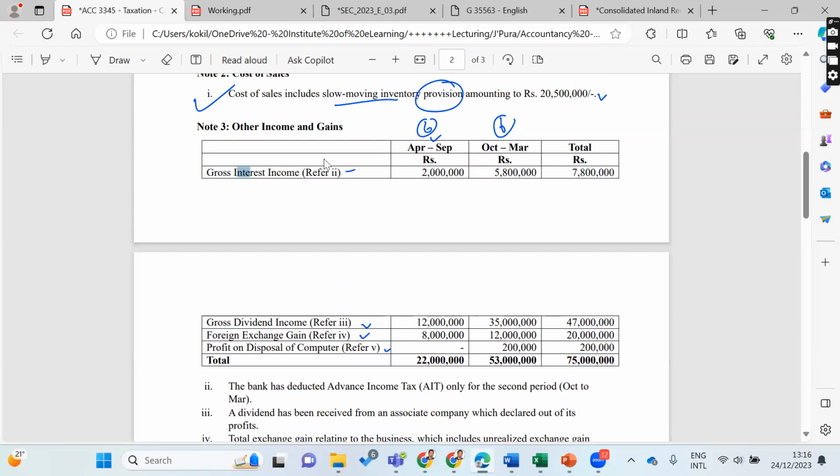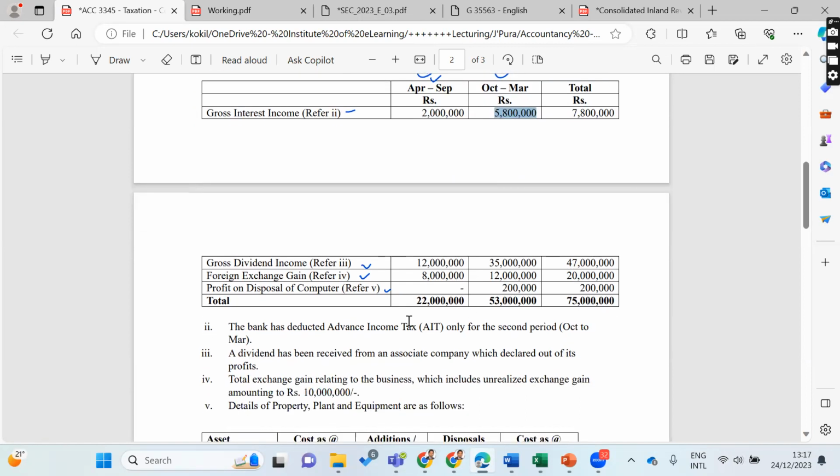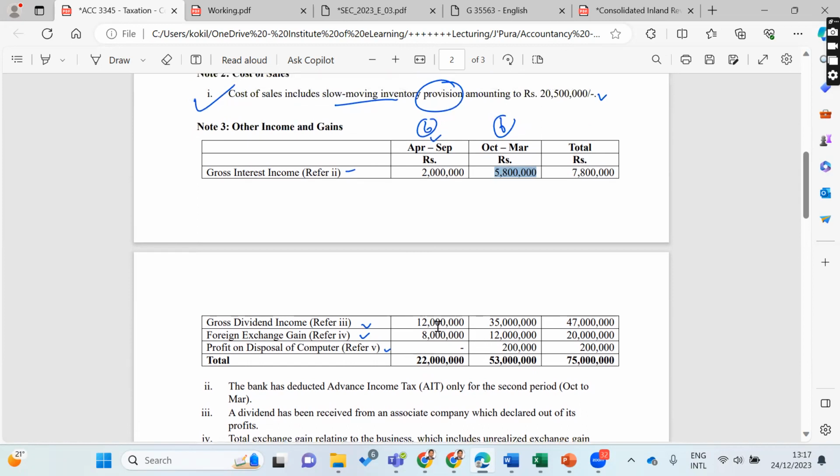Here, there are some references for interest. The bank has deducted advance income tax only for the second period, at the rate of 5%. The bank deducted 5%. We'll consider it later. Dividend has been received from an associate company, declared out of profit. So for the first period and the second period, when we are doing the investment income, I will discuss in detail.